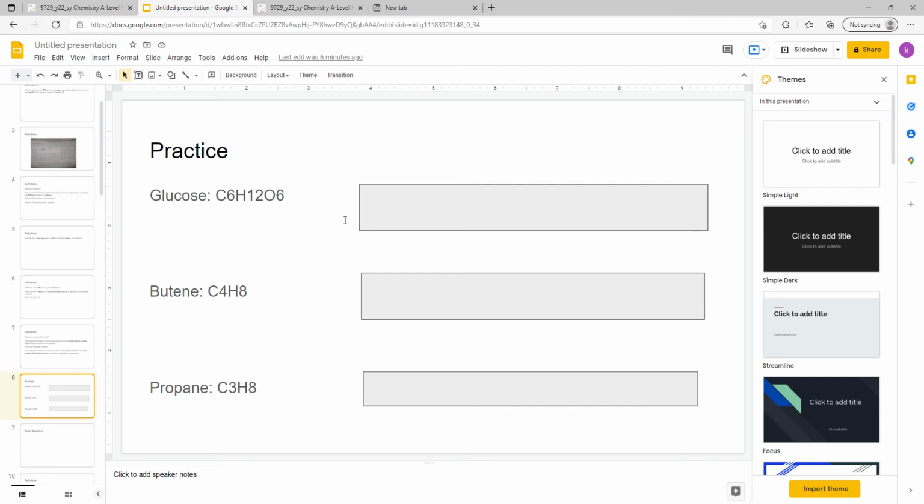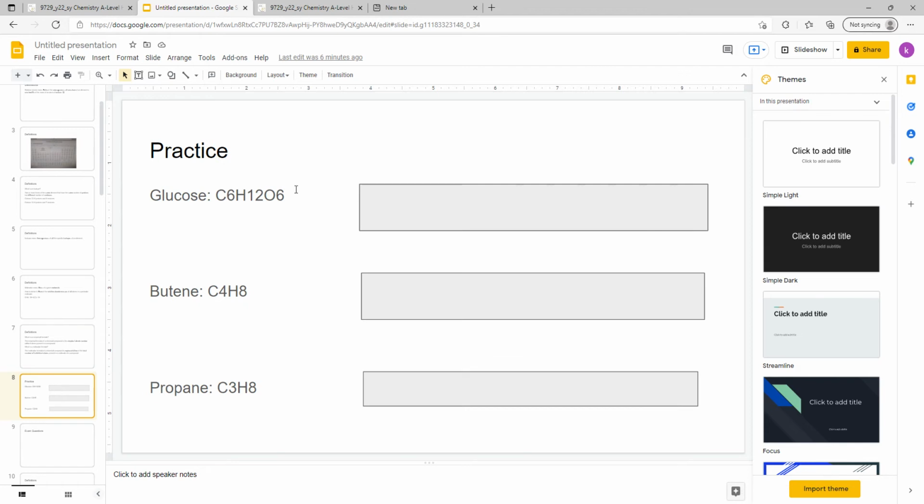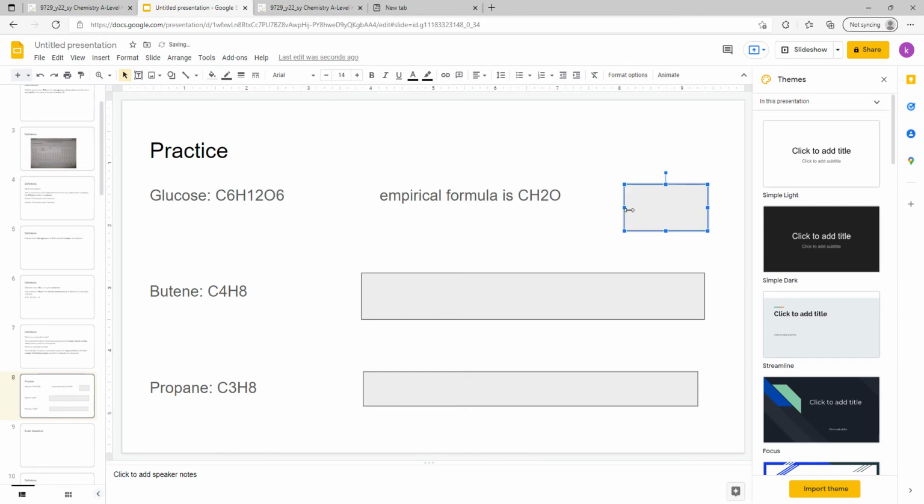Okay, welcome back. So first we'll look at glucose, which is C6H12O6. Now, as we previously mentioned, since the empirical formula is the simplest whole number ratio, we observe that these numbers can each be divided by 6. Thus, the empirical formula of glucose would be CH2O. Similarly, for butene, C4H8, we observe that the numbers can each be divided by 4. Thus, the empirical formula of butene would be CH2.